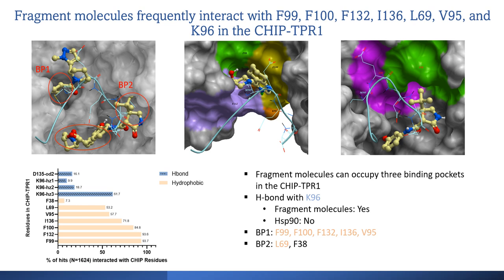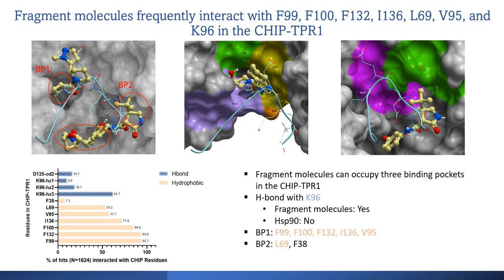The residues in the CHIP-TPR1, which are frequently involved in the interaction with the fragment molecules, are phenylalanine, isoleucine, leucine, valine, and lysine. Fragment molecules were capable of binding to this binding pocket in the CHIP-TPR1, whereas the HSP90 occupies only 2 of the 3 binding pockets of the CHIP-TPR1.